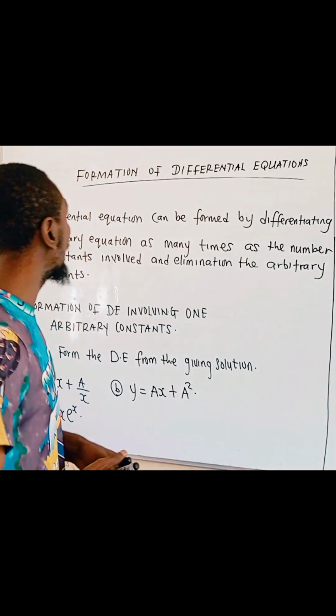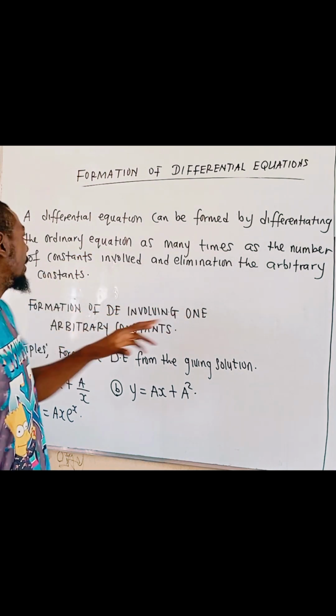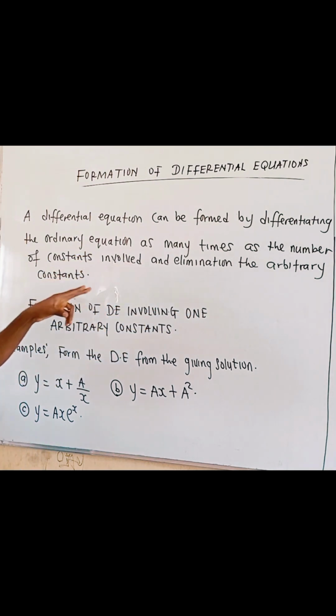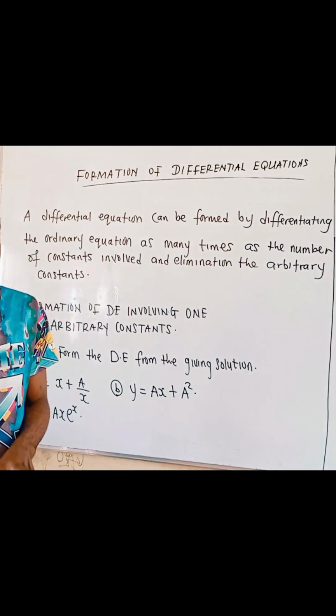Let's kick start. So we have formation of differential equation. A differential equation can be formed by differentiating the ordinary equation as many times as the number of arbitrary constants involved and eliminating the arbitrary constant. So the ordinary equation we're talking about in this context is the solution to a differential equation.